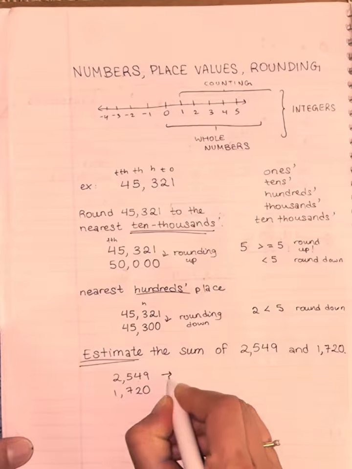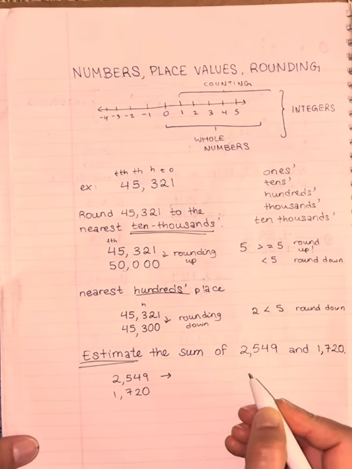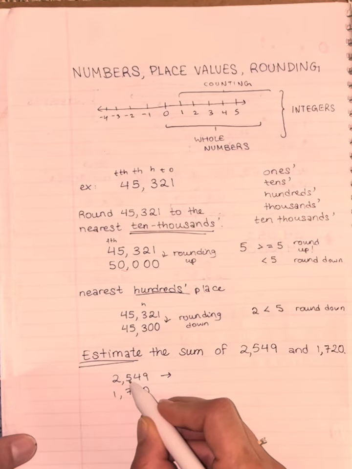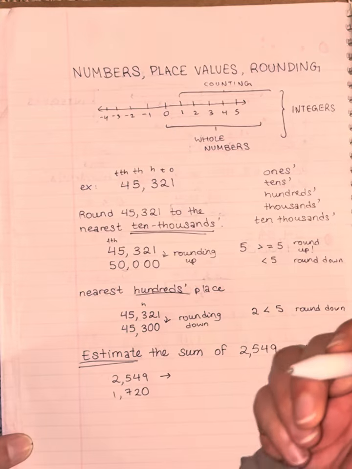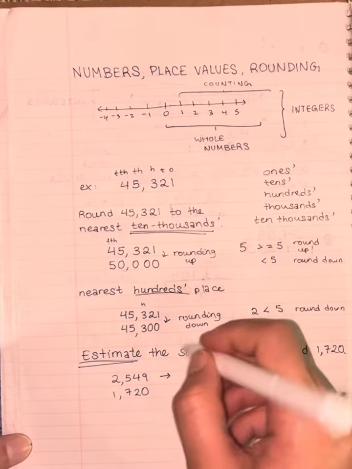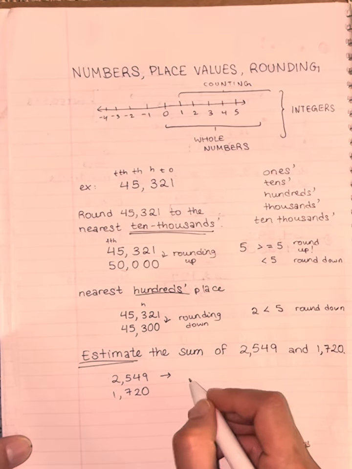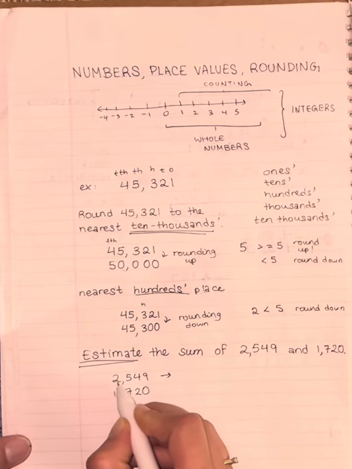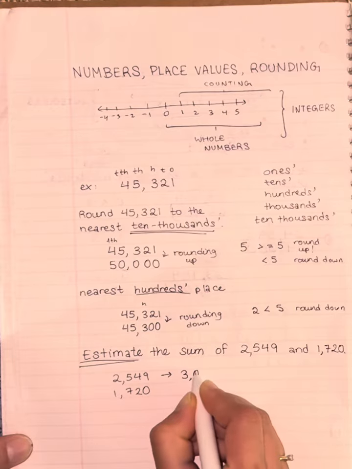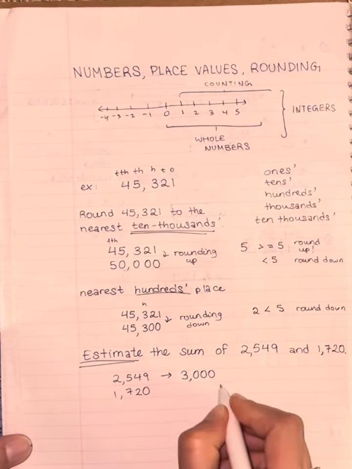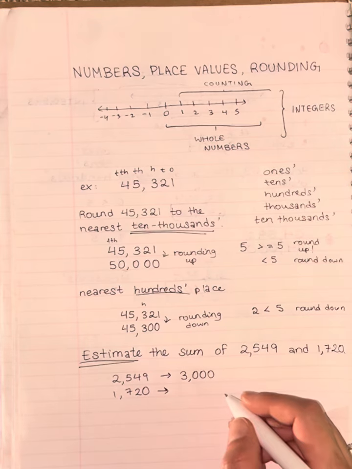So let's round 2,549. I have 2 in my thousands place, and I know I'm rounding to the thousands. I'm going to look one digit to the right, 5. Is 5 greater than 5? No. Is 5 equal to 5? Yes. Because remember, the condition is if it's greater than or equal to. So it passes the condition, so I have to round up. So I go back to 2, which is in the thousands place, and I add 1 to it. The rest becomes zeros. So I've rounded it up. I got 3,000. Now, I'm going to do the same for 1,720.